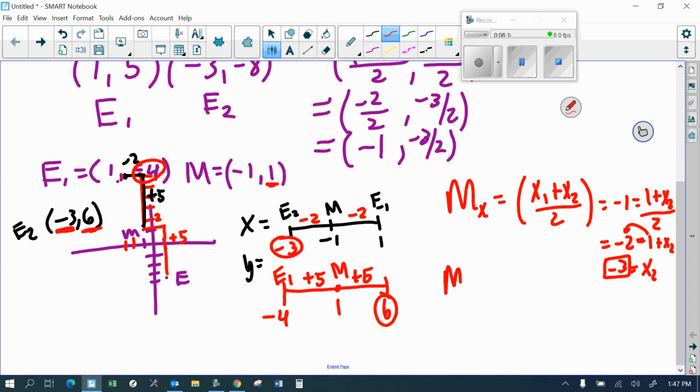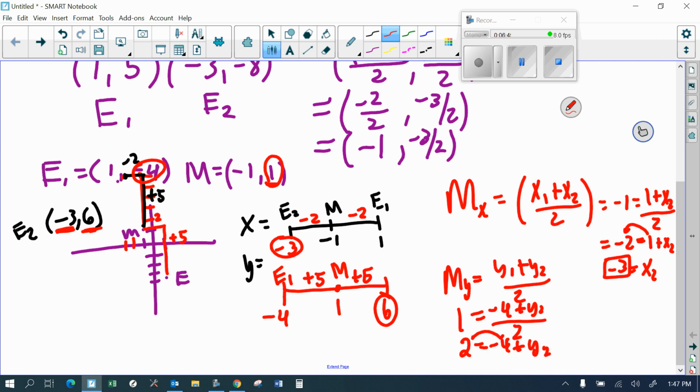And I do the exact same thing for the y. It'd be y sub 1 plus y sub 2 divided by 2. Fill in 2 of the 3. I can only have one missing piece. So the midpoint of the y is 1. Y sub 1 is -4. And I need y sub 2 that I'm solving for. Cross multiply, I get 2 equals -4 plus y sub 2. Last step, add the 4 across. So y sub 2 equals 6. Same answers. -3, 6.